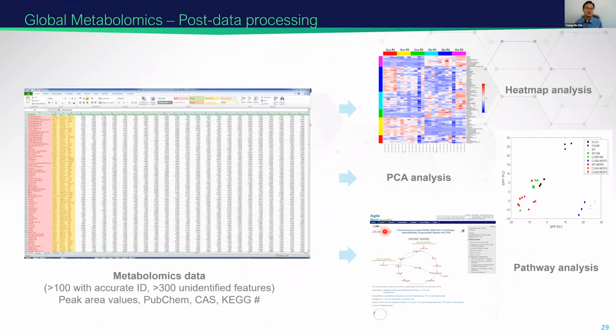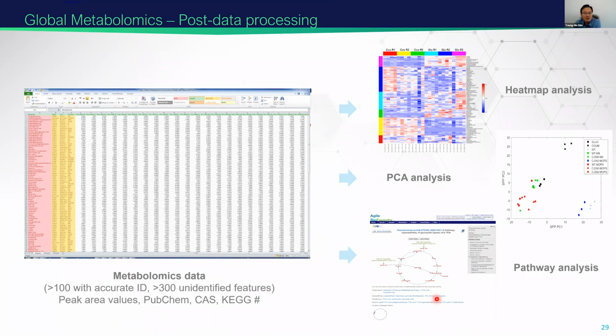On the data processing side, we will get this metabolomics data, and then we can do a simple t-test or ANOVA for the statistical analysis, and then we can do heat map and principal component or PLSDA analysis, and also we can do pathway enrichment or other biological interpretation. So this will be covered tomorrow and the day after, and Friday.